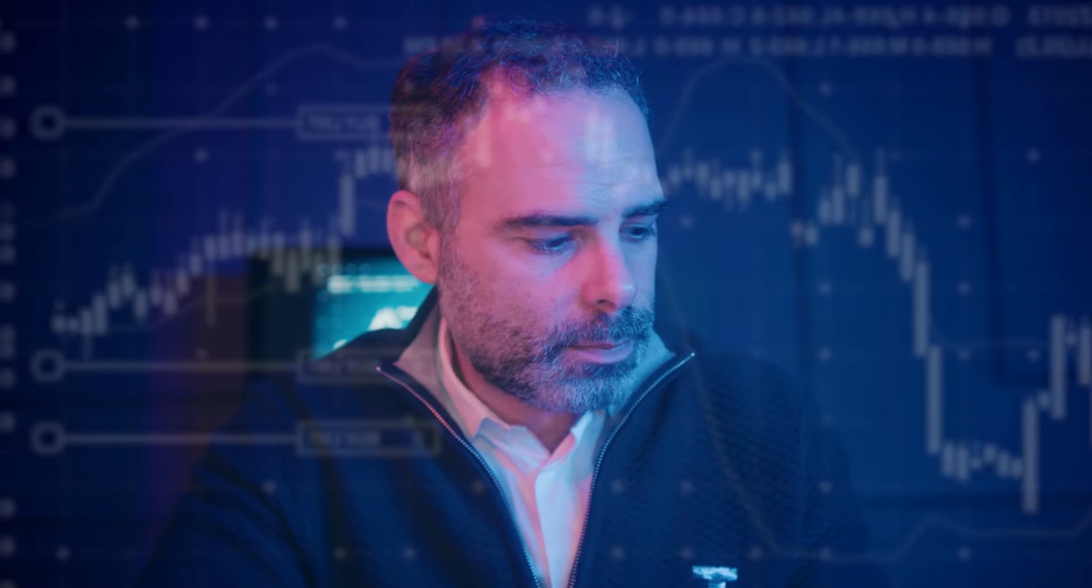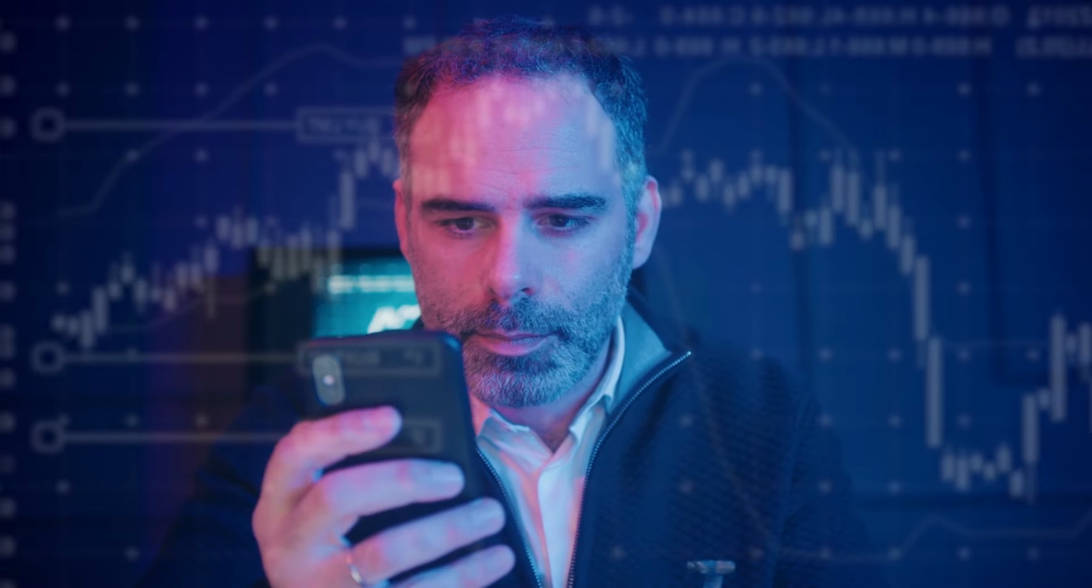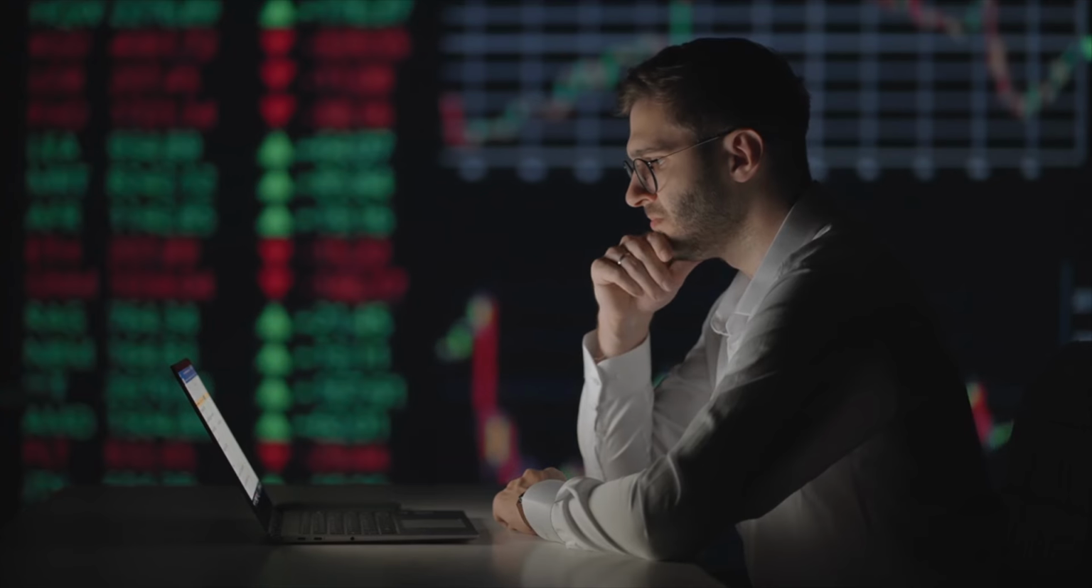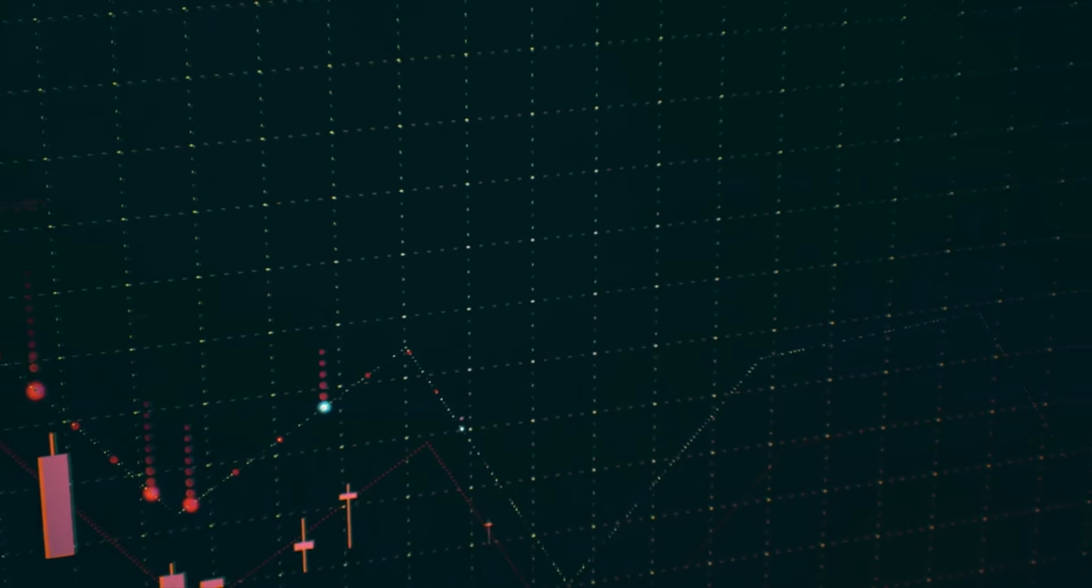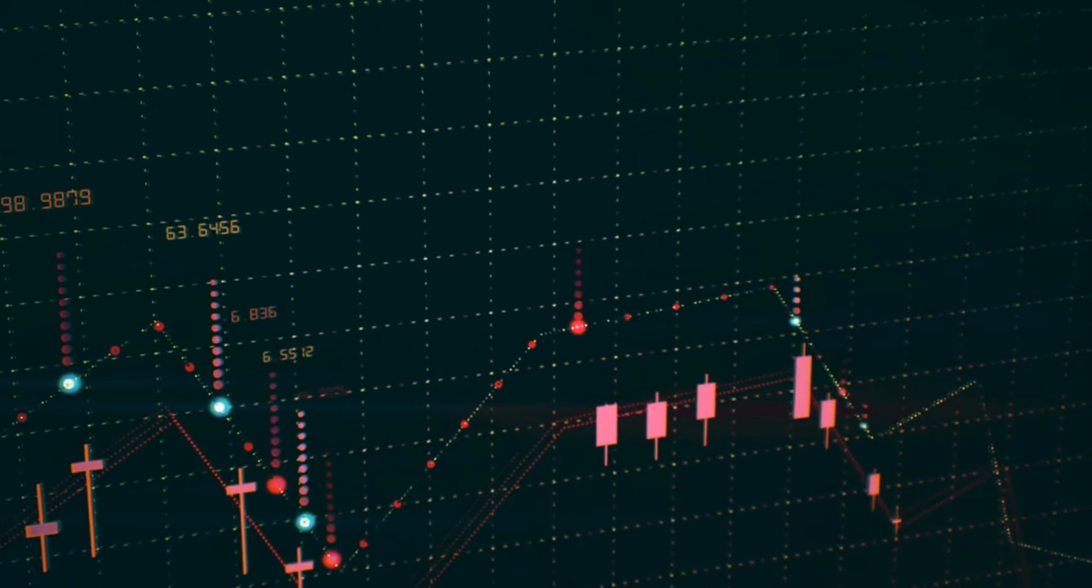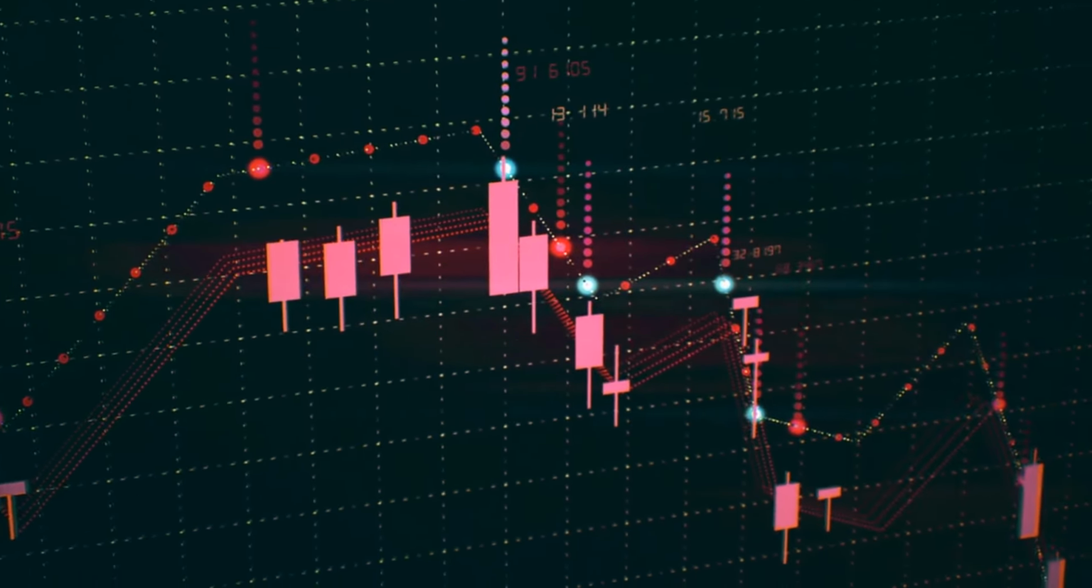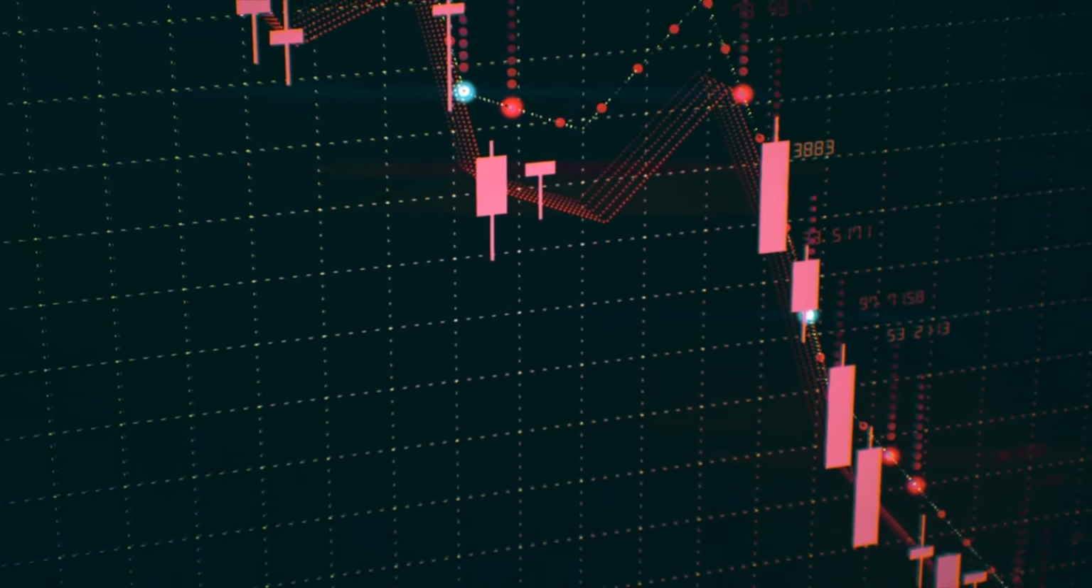In this example, the bullish trader is called the option buyer, while the bearish trader is the option seller. The option buyer has the right, but not the obligation, to exercise the option. On the other hand, the option seller has the obligation to sell the asset at the agreed upon price if the buyer chooses to exercise the option.